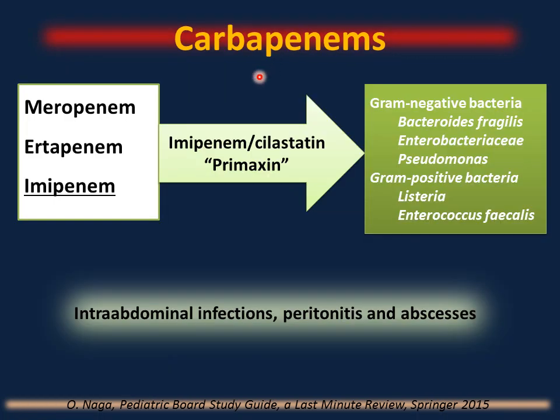Carbapenems are also beta-lactam antibiotics. The most common one we use is imipenem, usually combined with cilastatin, and is well known as Primaxin. It covers for gram-negative bacteria, especially Bacteroides fragilis, so it is commonly used for abdominal surgeries, abdominal infections, peritonitis, and abscesses. It also covers for gram-positive bacteria like Listeria and Enterococcus faecalis.